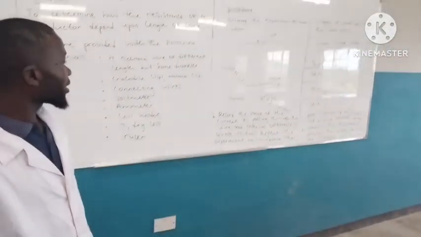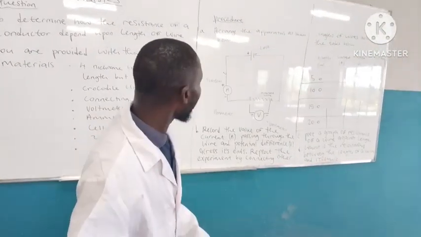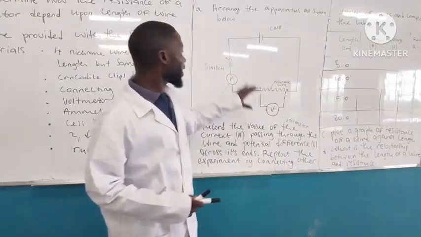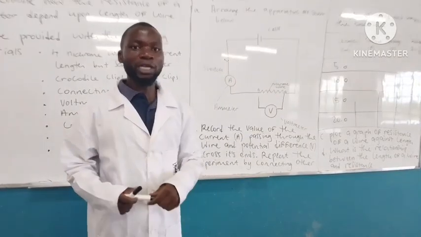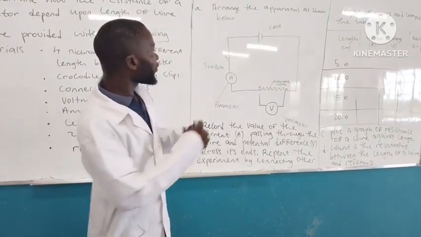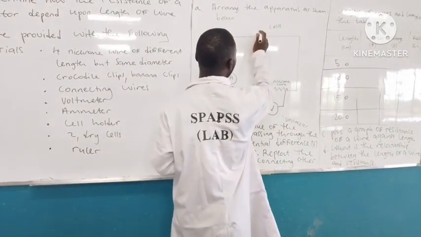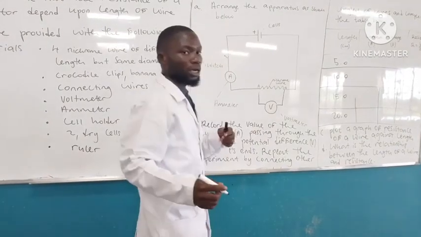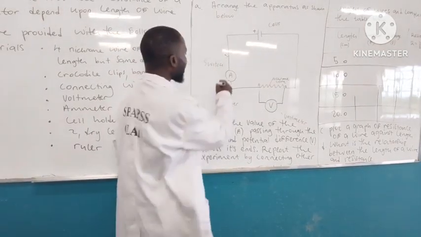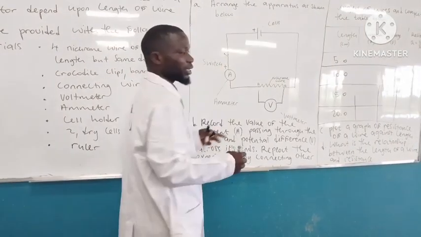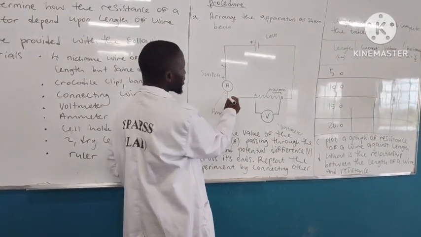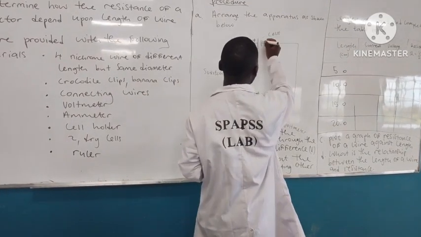Following the procedures, they are saying that we should arrange the apparatus as shown on the diagram. But to make these components work properly and give us accurate results, we need to connect them in this way. Starting with a cell, this is the positive side of the cell. The positive side should be connected to the positive side of the ammeter. Then the negative side of the ammeter should be connected straight to the negative side of the cell.